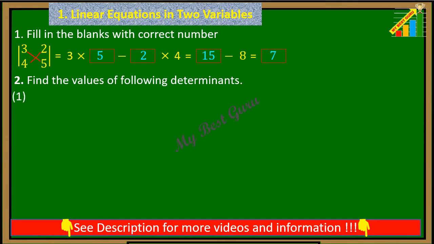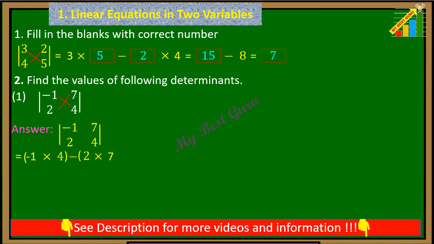Question number 2. Find the values of the following determinants. Question 1 is the determinant minus 1, 7, 2 and 4. So as we have to cross multiply this one, the answer is, you have to multiply minus 1 with 4, then give a minus sign in between, and 7 multiplied with 2. So minus 1 multiplied by 4, minus in bracket 2 multiplied by 7.